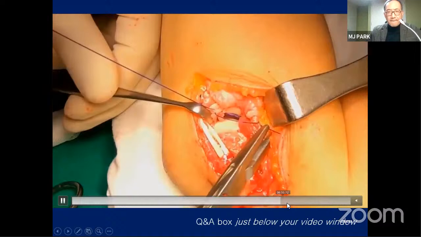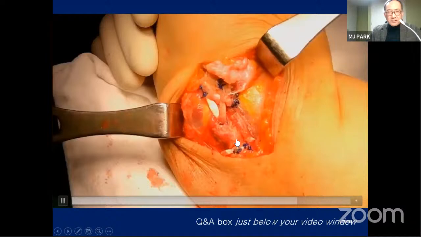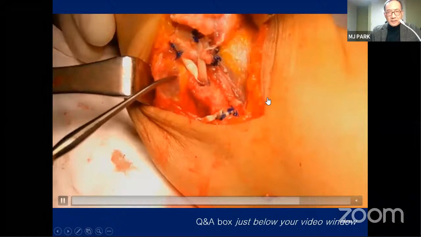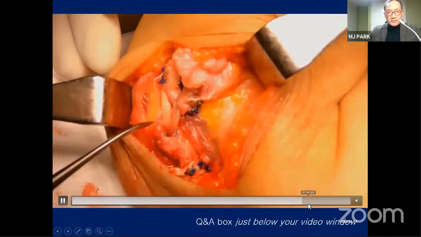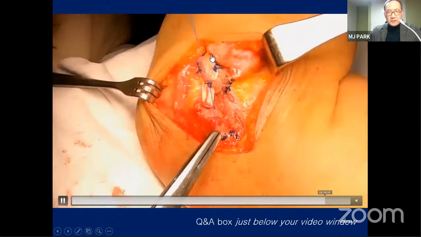And I fix here by full tension application. And then it's the final status of the ligament reconstruction. And finally, I cover this ligament with the remained extensor tendon.